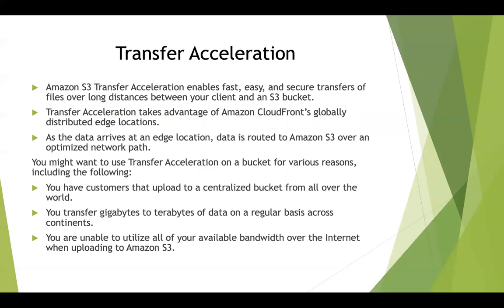As the data arrives at a particular edge location, data is routed to that particular Amazon S3 bucket over an optimized network path. So when you enable transfer acceleration and you upload an object to that S3 bucket, it is not actually uploaded to the S3 bucket. It is uploaded to an edge location that is closest to the client. From that edge location, the object is routed through a network of other edge locations, which goes to the S3 bucket finally. Okay.